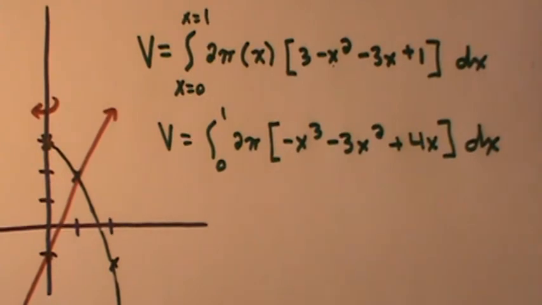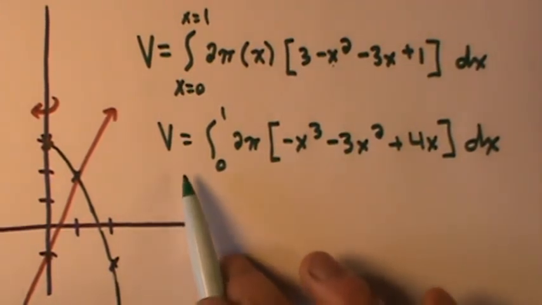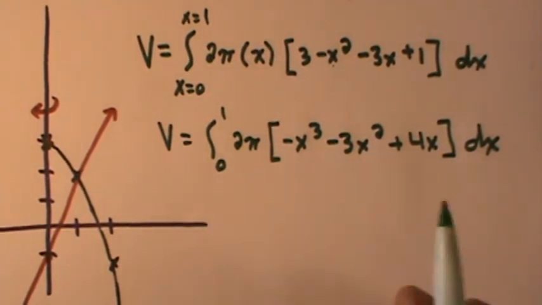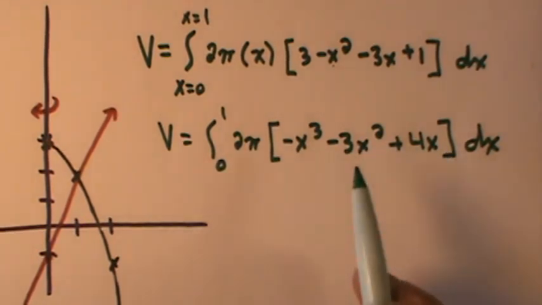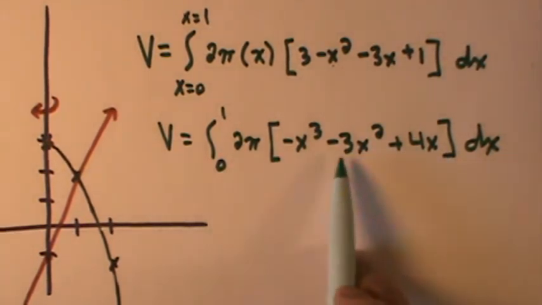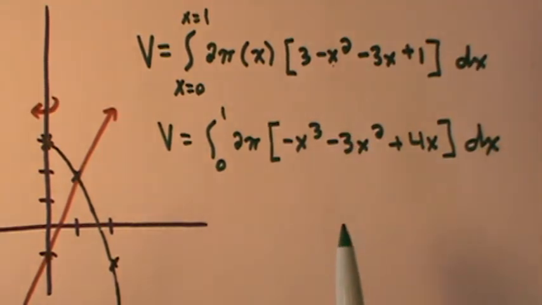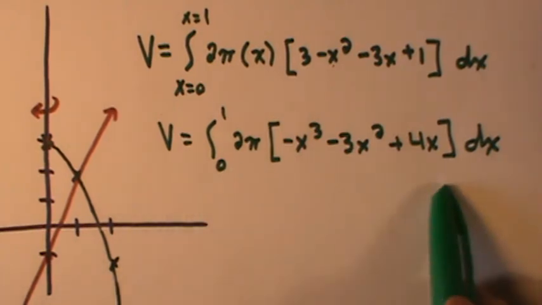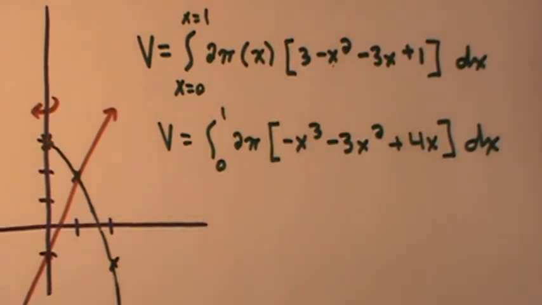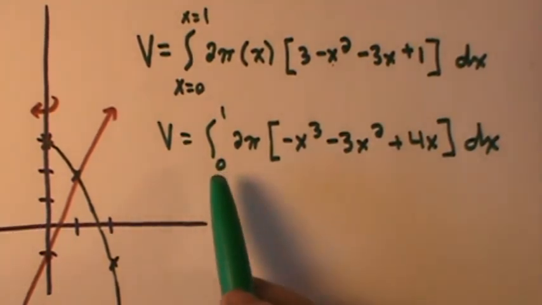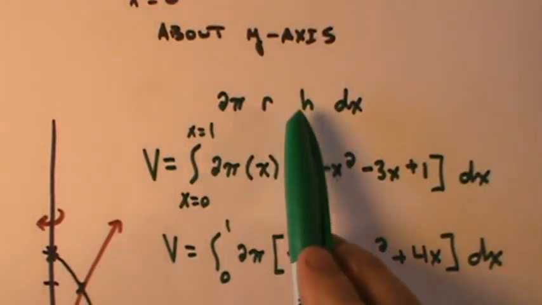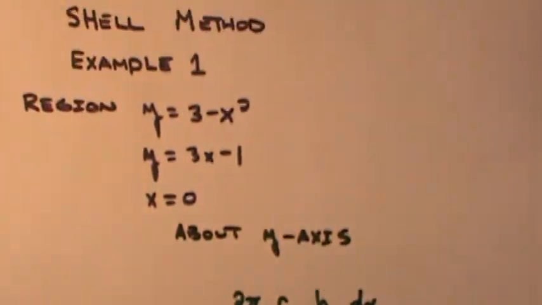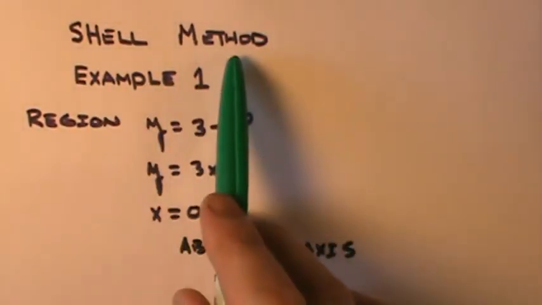Setting this problem up, if you were forced to do this without a calculator, it wouldn't be the end of the world because the integration is pretty simple here. If you're going to use your calculator, you just plug it right in and come up with your answer. I'm not that interested at this point in showing how to plug these into the calculator because we've done that in our previous lessons. I just want to show you how to set this up using that 2 pi r h dx concept, which is known as the shell method.